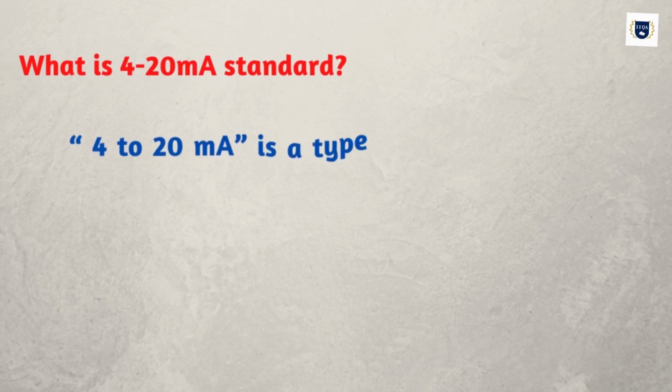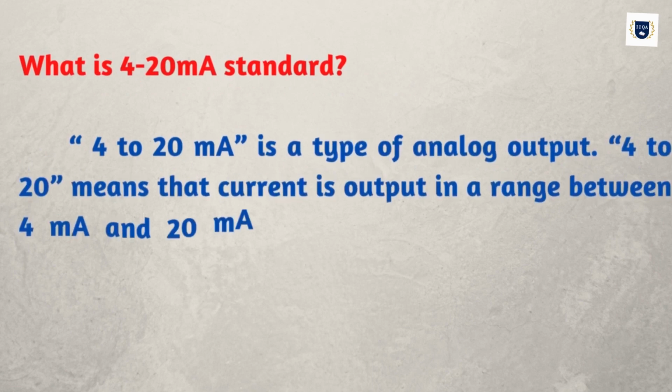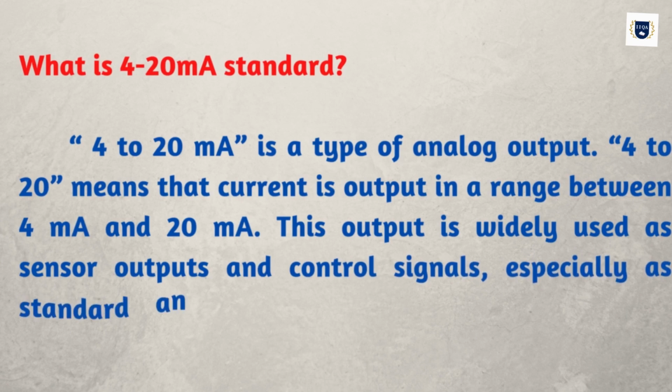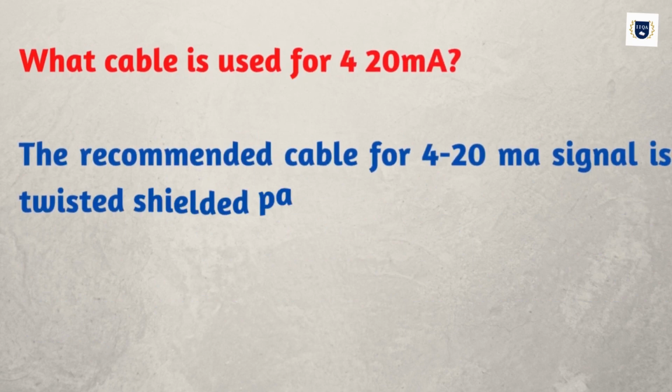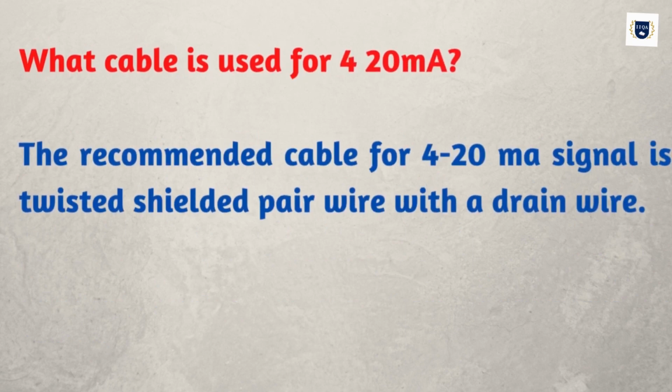What is the 4 to 20 milliamps standard? 4 to 20 milliamps is a type of analog output. 4 to 20 means that current is output in a range between 4 milliamps and 20 milliamps. This output is widely used as sensor outputs and control signals, especially as standard analog outputs from instrumentation devices. What cable is used for 4 to 20 milliamps? The recommended cable for a 4 to 20 milliamps signal is twisted shielded pair wire with a drain wire.